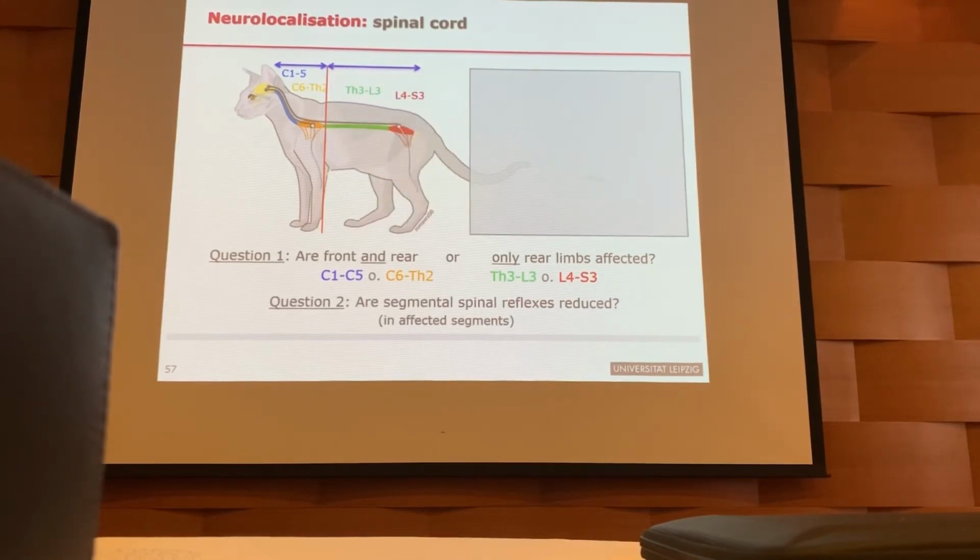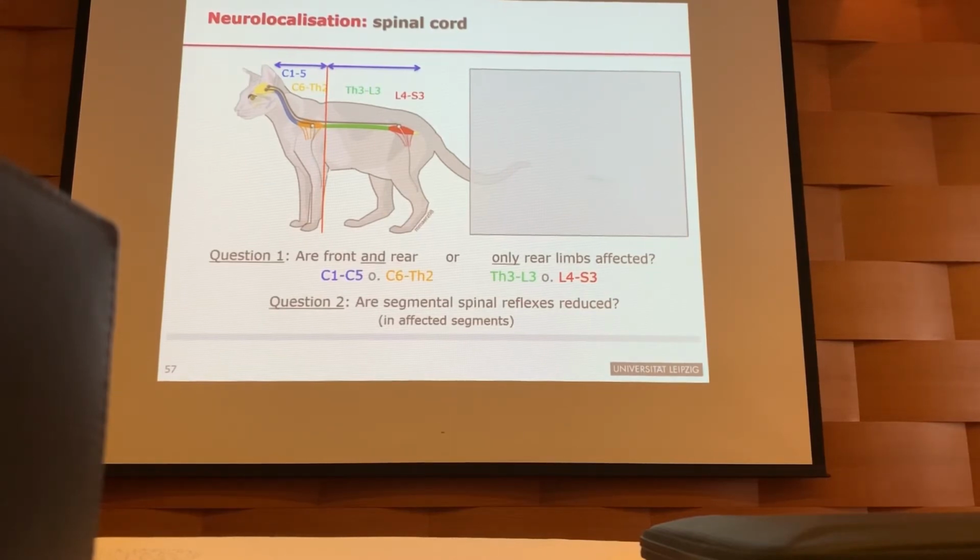Now, for Quincy, if he has a lesion at C6-T2, and the rear area is not affected, how should his reflexes in the rear limbs look like? Segmental reflexes should be normal. How did it look like in Quincy? He had reduced flexor reflexes.